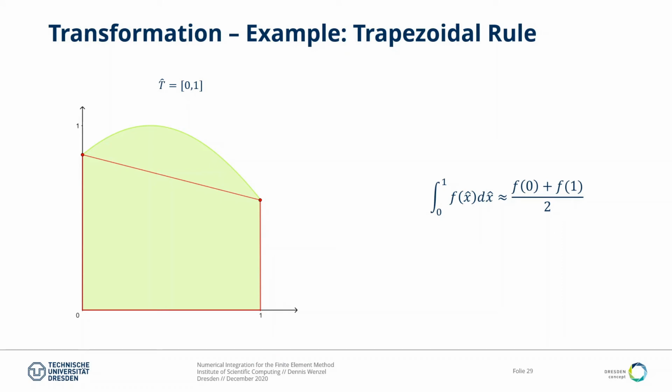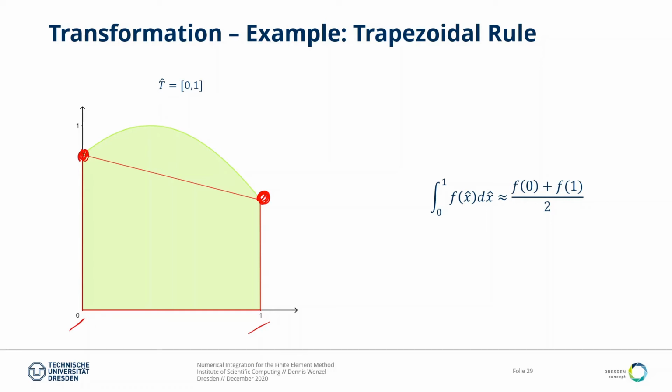Let's look at an example of this. If you know the trapezoidal rule, which is very famous, or probably the simplest numerical integration scheme that is taught in every basic numerics course, it tells you that if you have an integral on the interval from 0 to 1, then you can simply approximate this by evaluating your function at the left boundary point and at the right boundary point, so at 0 and at 1, and then you divide the sum of them by half.